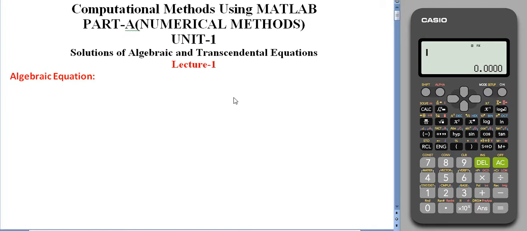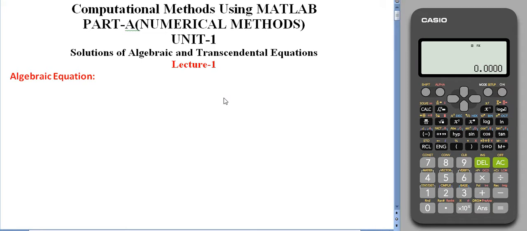In the next unit, we will discuss interpolation: Newton's forward interpolation, Newton's backward interpolation, Newton's divided difference formula, Lagrange's interpolation formula. Then we will discuss central differences, Gauss forward formula, and Gauss backward interpolation formula.